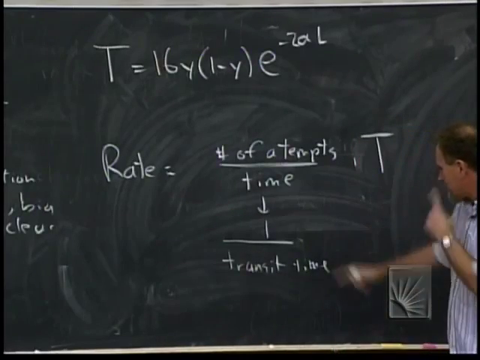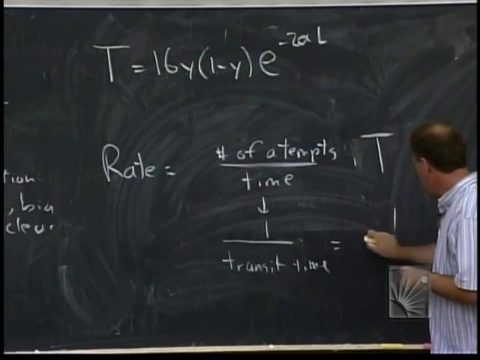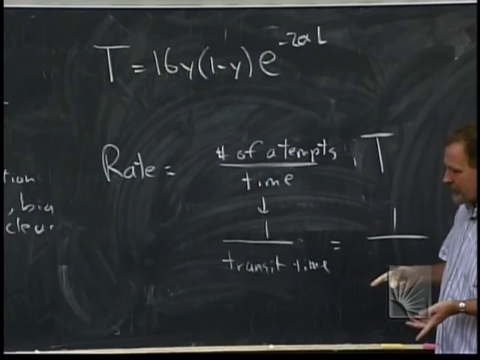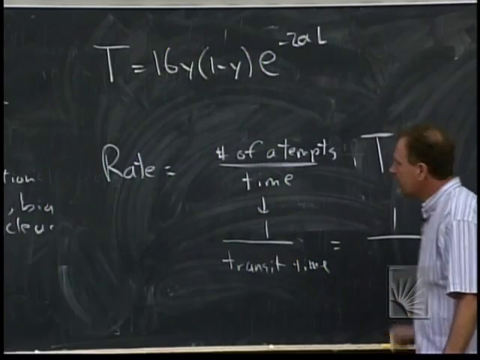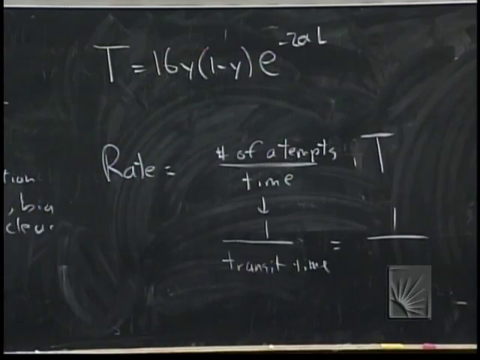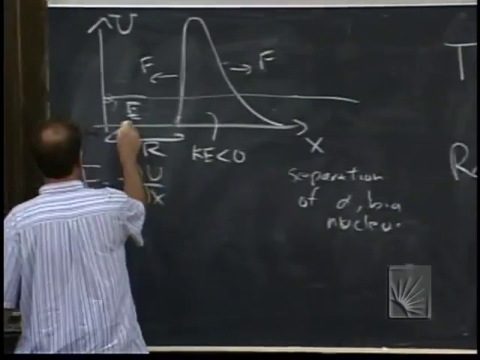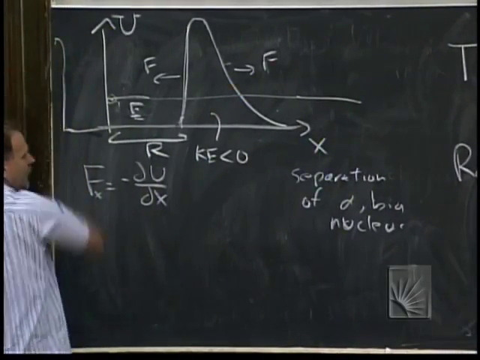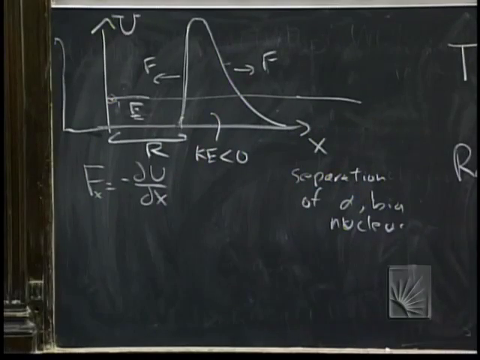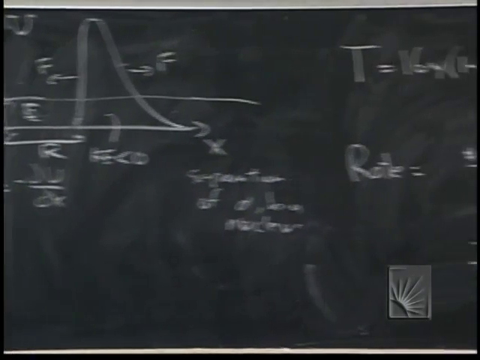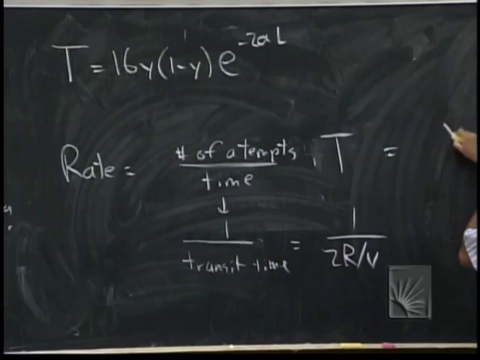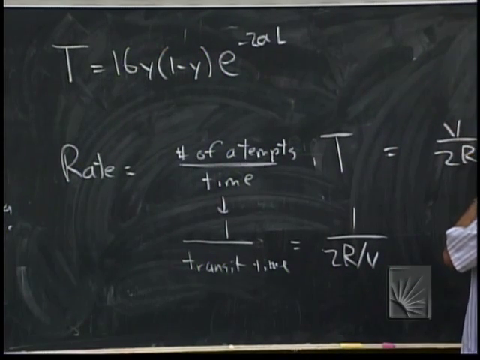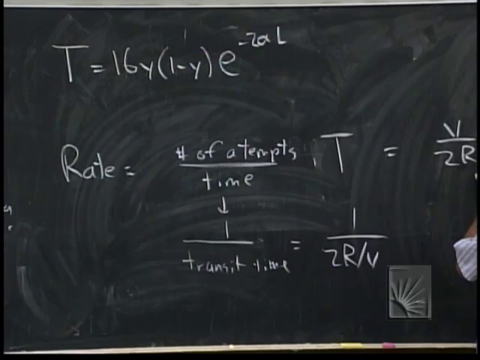So it's just 1 over the transit time, which is the distance divided by the velocity. And if this is the radius of the nucleus, and there's really 2 barriers, there's another one over there, this is the diameter, 2r, divided by the velocity. So the rate is the velocity over 2r times T.